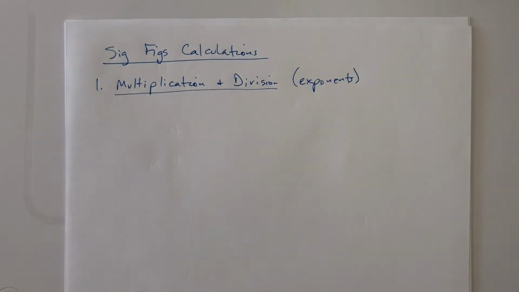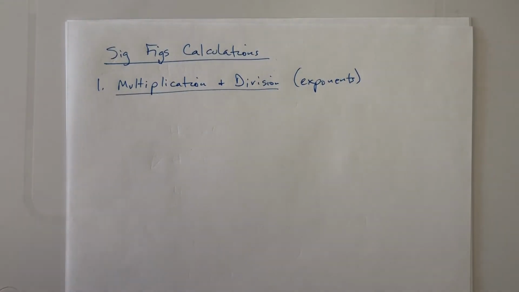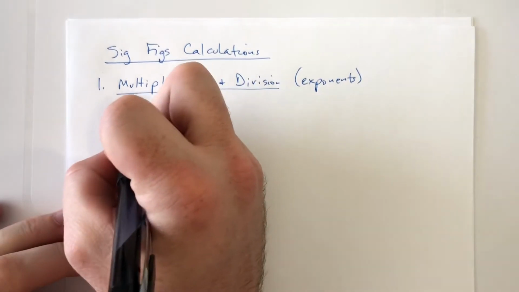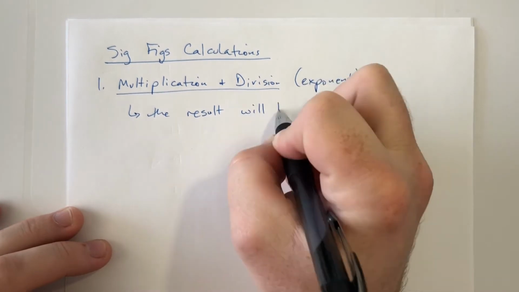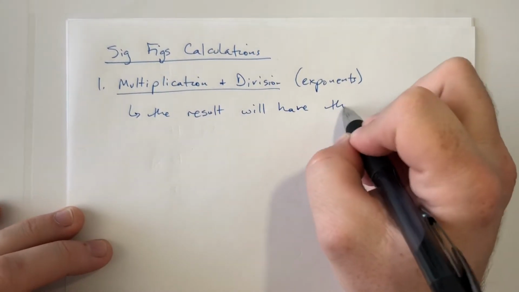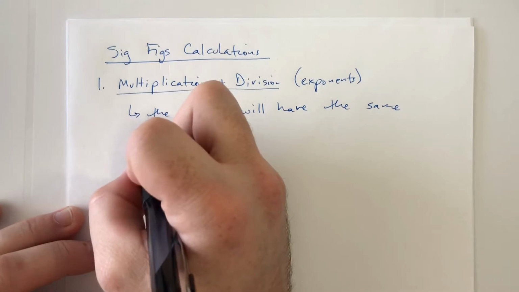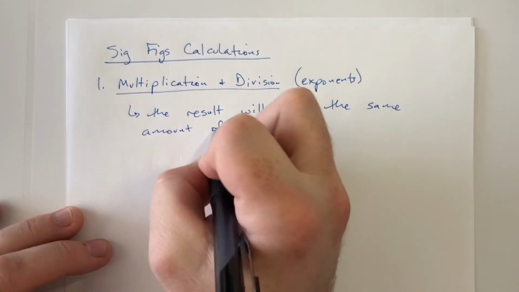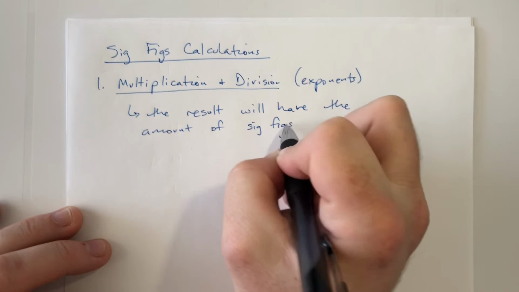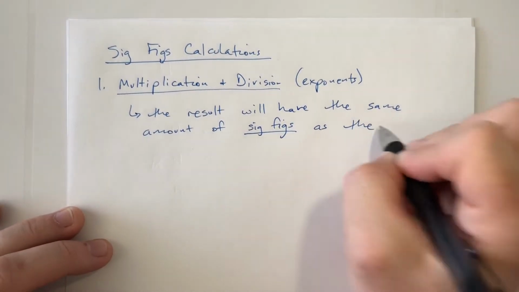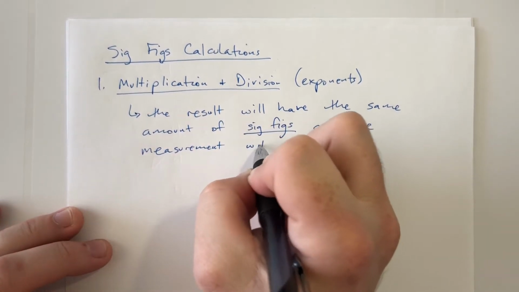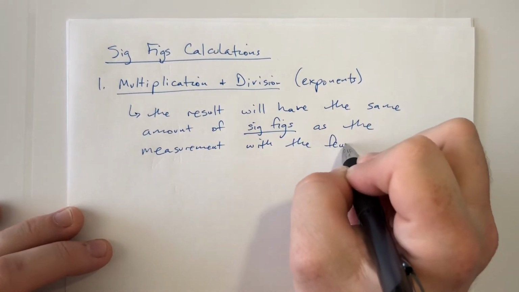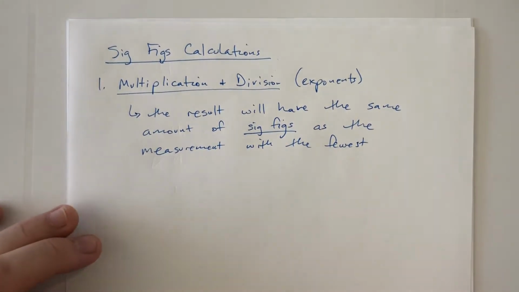Okay, so I'm going to try my best to word this properly. Here's how it goes. If you're multiplying two numbers or dividing two numbers, the result will have the same amount of sig figs as the measurement with the fewest. Okay.